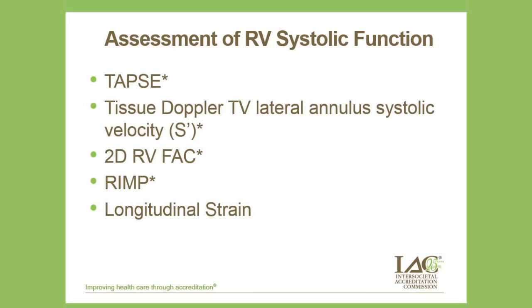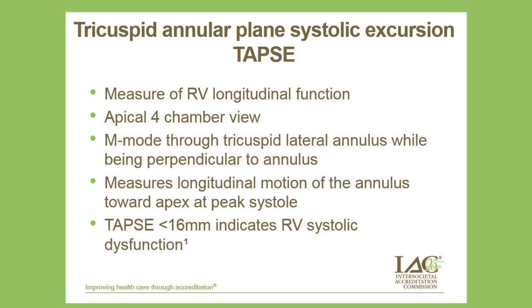Okay, so now we're going to move more into the measurements that will help assess the right ventricular systolic function. You can see that there are several of them that we use. And they all show us a variety of things from a different approach. So we'll start out with TAPSE. What TAPSE stands for is Tricuspid Annular Plane Systolic Excursion. And this is an easy-to-do measurement. When we do this measurement, what we're looking at is the right ventricular longitudinal function here.